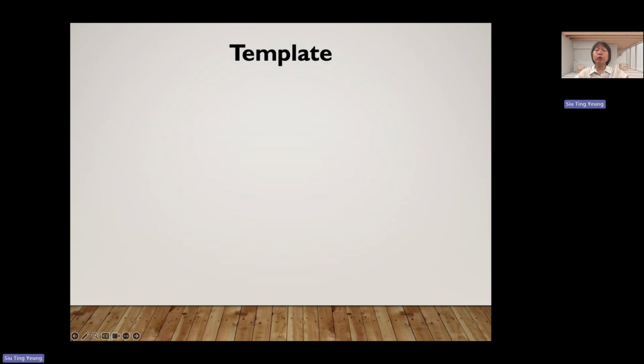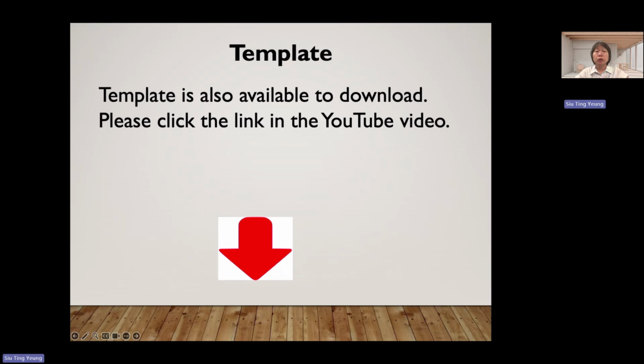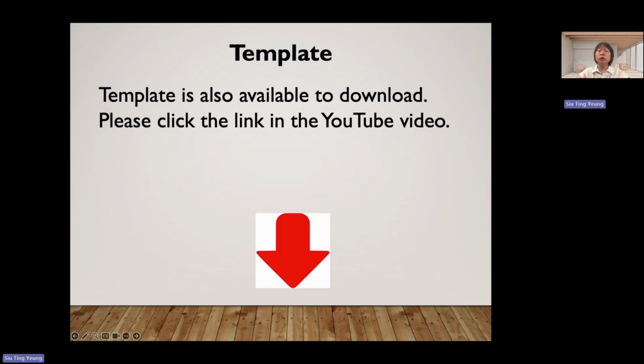As usual, we have prepared a template available for you to download. The template name is Data Insight Worksheet. Just click the link in the YouTube video. This time the template has 4 columns. You just use the format for Google Sheets or Microsoft Excel. That means, again, you build your own template.